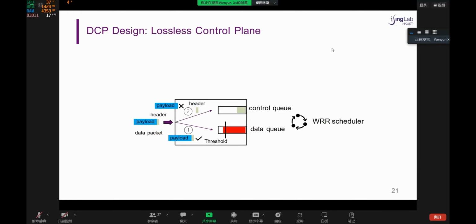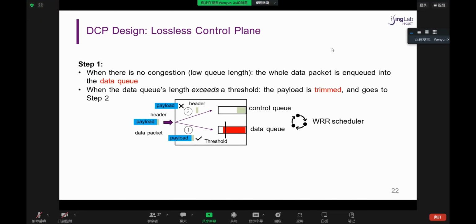First of all, I would like to talk about the lossless control plane. DCP switch implements a packet trimming mechanism similar to the previous works. Specifically, when there is no congestion indicated by a relatively low queue length, the entire data packet is enqueued into the normal queue, also called the data queue. When the data queue's length exceeds a given threshold, the switch trims the payload from the packet and goes to step 2.